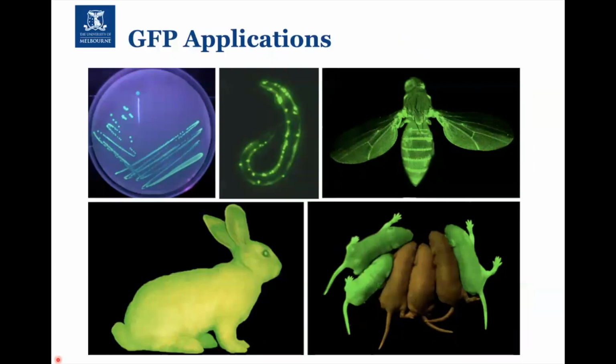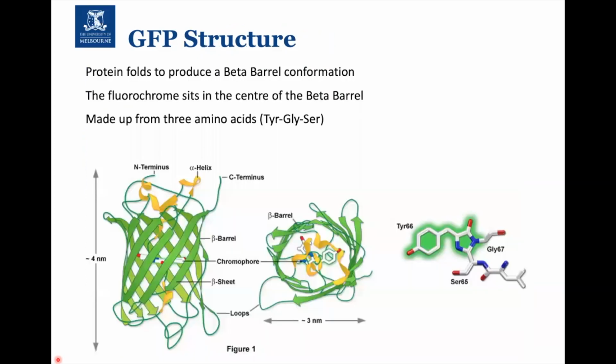Having said that, GFP and other fluorescent proteins are widely used now across numbers of different model species. So we've got bacteria, worms, flies, rabbits, mice, whatever application you need, really. Just going back to the GFP molecule itself. As mentioned, it's a genetically encoded protein. So it's built up of a string of amino acids, and this folds into what's called a beta barrel conformation.